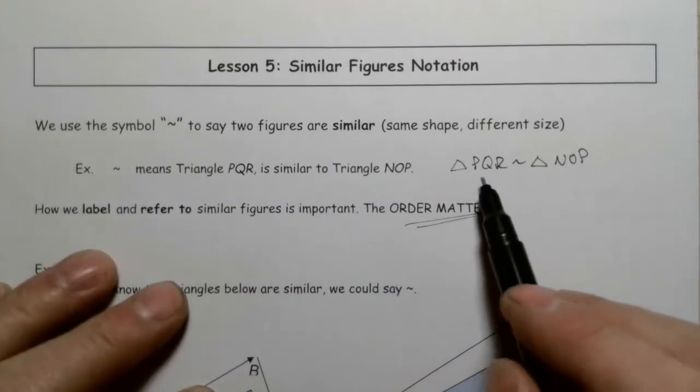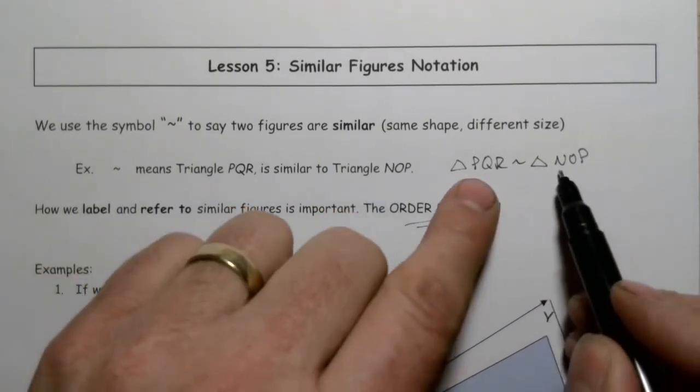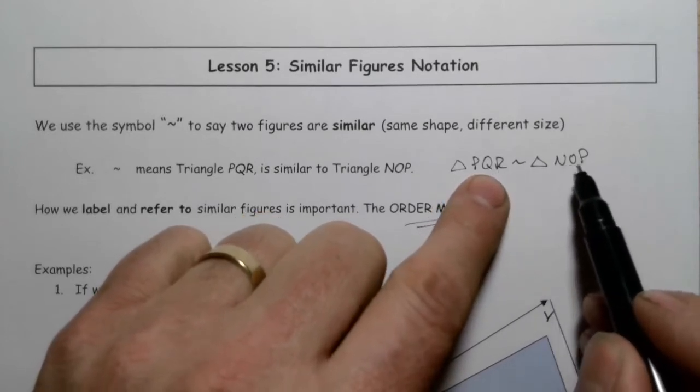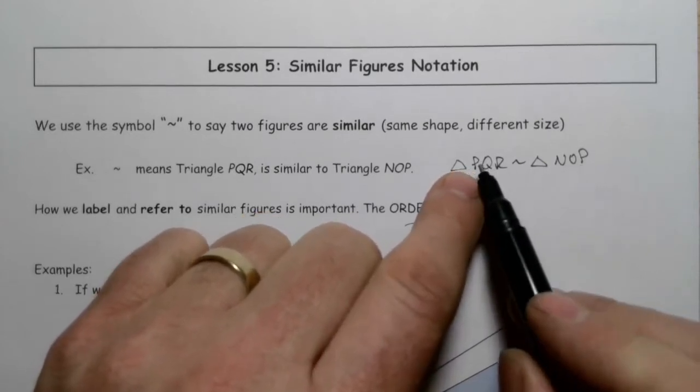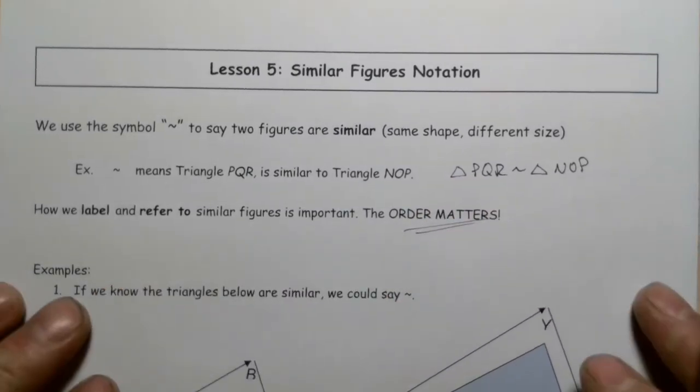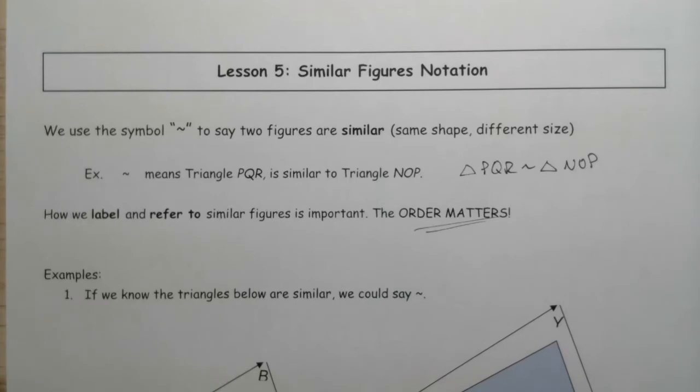Additionally, the side PQ corresponds to the side NO. The side QR corresponds to the side OP. And the side PR corresponds to the side NP. So the naming is really important because it communicates exactly what aspects of these two similar triangles correspond to each other. So with that in mind, let's take a look at some questions.